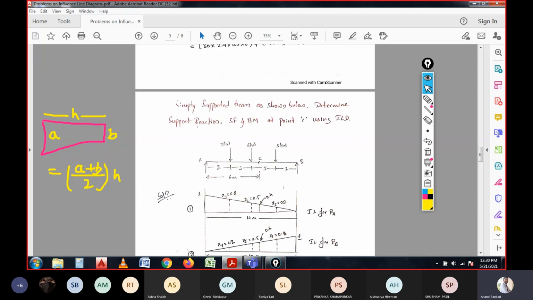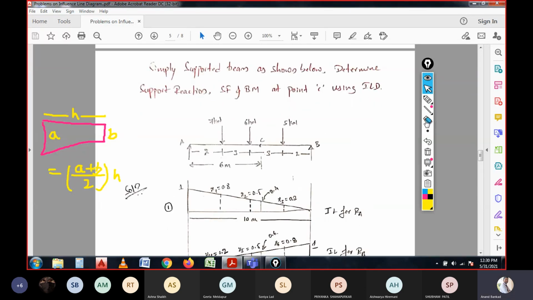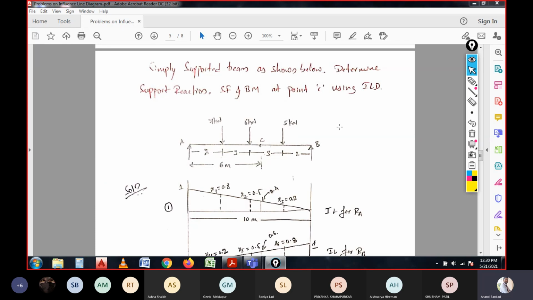So now this is the second problem we can observe over here. It is given that a simply supported beam is shown below, and determine the support reaction, that is shear force and bending moment at the point C. I hope whatever I have drawn and shown here is clearly visible for you. Right, so let us observe the question, what they have given.